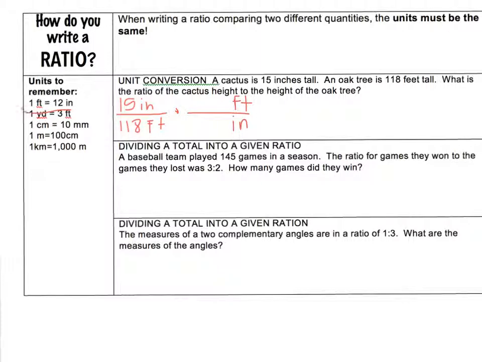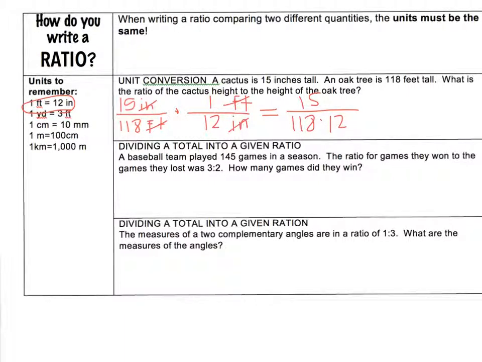I have it on the side here. There's 1 foot is equal to 12 inches. Hopefully you knew that. So we can say that 1 foot is equal to 12 inches, and now we can cancel out. The feet units cancel out, and our inches cancel out. Now we're left with the real ratio, which is 15 over 118 times 12.